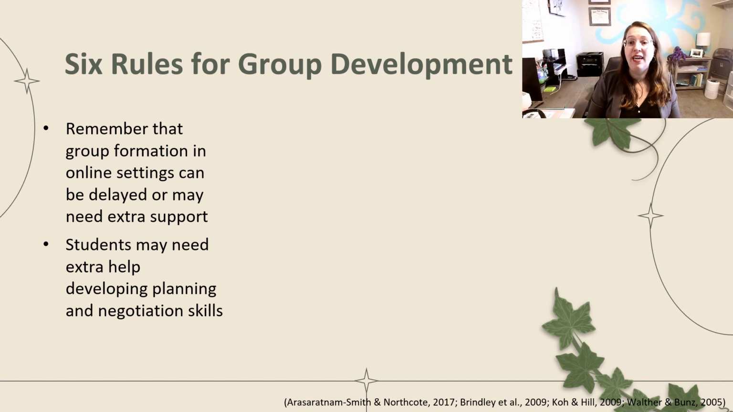So, as you are thinking about how to integrate group work into your course, you have to keep a couple of things in mind. It's larger than just the content and the structure of the group project itself. We're really trying to think about things like group formation and development among the students as well. And one thing we know is that research shows that group formation in online settings can be delayed or may need extra support. Unlike an in person classroom where I might look and say, you, and you're in a group together, get together, work, figure it out, exchange emails, and move forward.